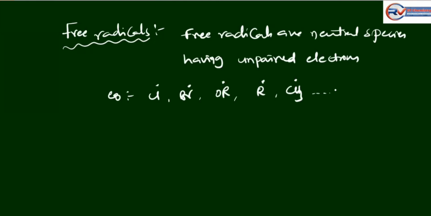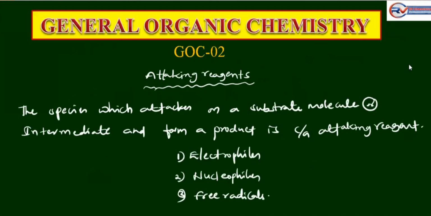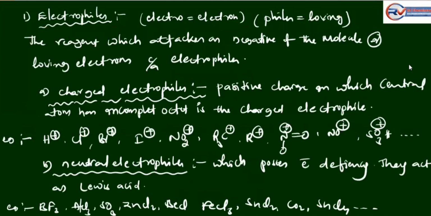This is attacking reagents and the types of attacking reagents. Let's revise the total topic. The species which attacks a substrate molecule or intermediate and forms a product is called an attacking reagent. Generally, attacking reagents are electrophiles, nucleophiles and free radicals. Electron-loving species are called electrophiles, generally of two types: charged electrophiles and neutral electrophiles.